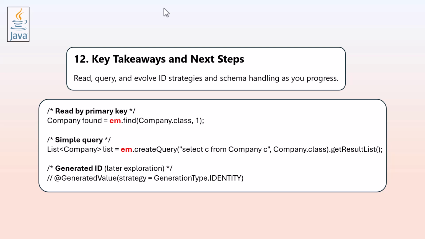12. Key takeaways and next steps. You now have a working mental model of how JPA with Hibernate is configured and bootstrapped, how entities are mapped, and how transactions wrap data changes. Next steps could include reading entities back, exploring queries and the query language, switching identifier strategies to generated values, experimenting with different schema strategies, and trying an in-memory database to iterate faster while practicing.